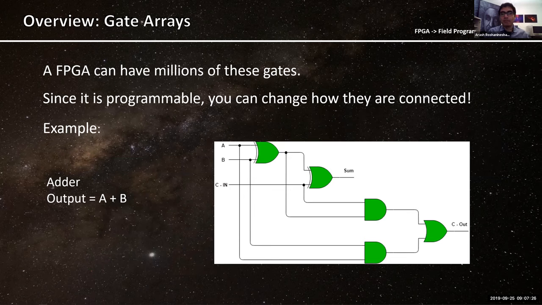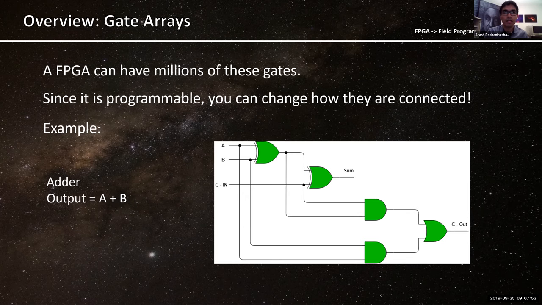So an FPGA can have millions of these small gates, and FPGAs are programmable. So a designer can define how these gates are connected to each other. In this slide, we can see an example of an adder. The output of this design is the summation of inputs A and B.